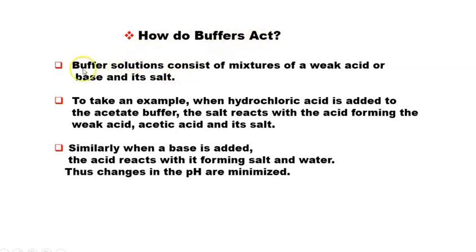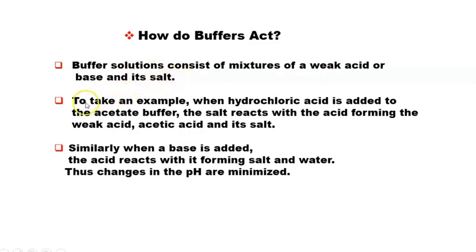Now, how do buffers act? A buffer solution consists of a mixture of a weak acid or base, as I have shown you earlier, and its salt. For the case of an acetate buffer, you see acetic acid and you have sodium acetate. The sodium acetate is the salt, the acetic acid is a weak acid. If the weak acid dissociates, it will give you your conjugate base. So all this is part of the buffer solution that we are talking about.